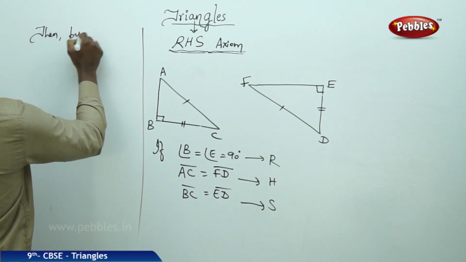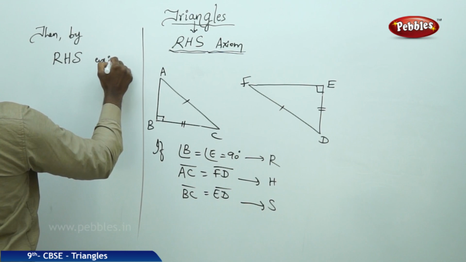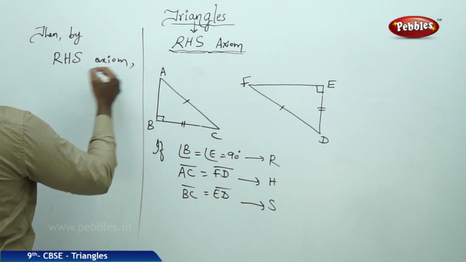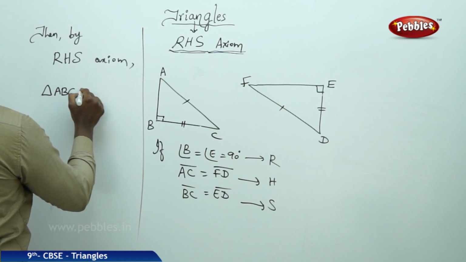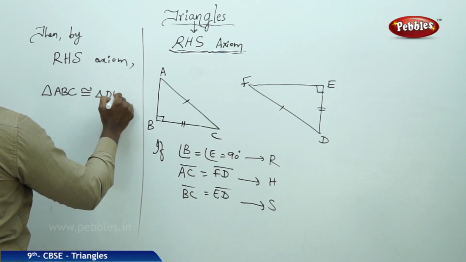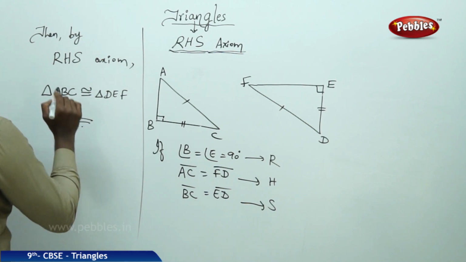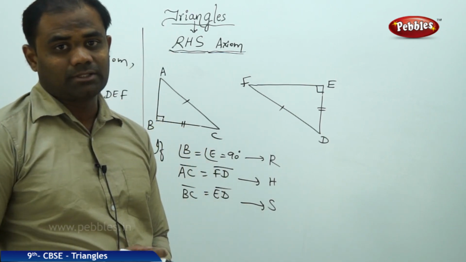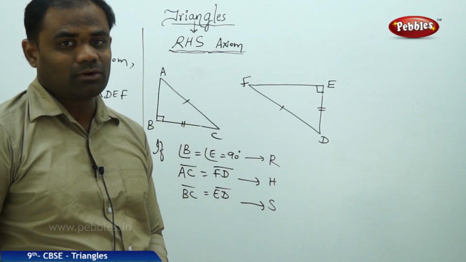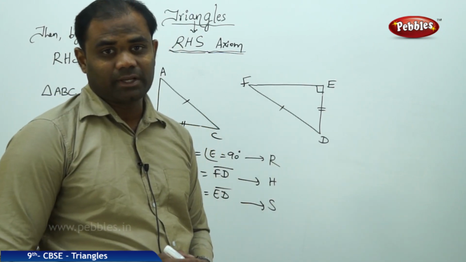Then by RHS axiom, triangle ABC is congruent to triangle DEF. This is how we understand the RHS axiom. Two triangles are congruent when they are connected with the RHS axiom.